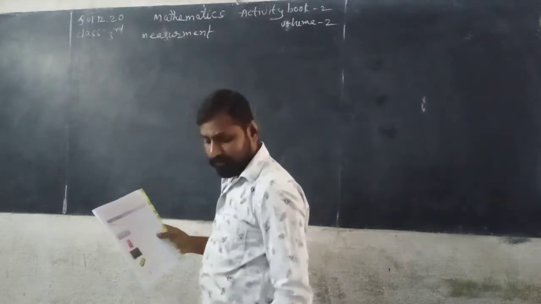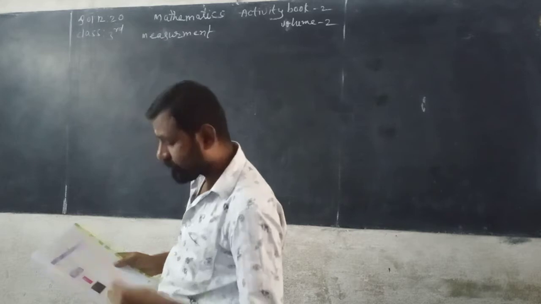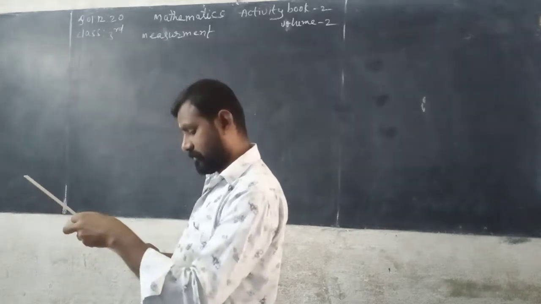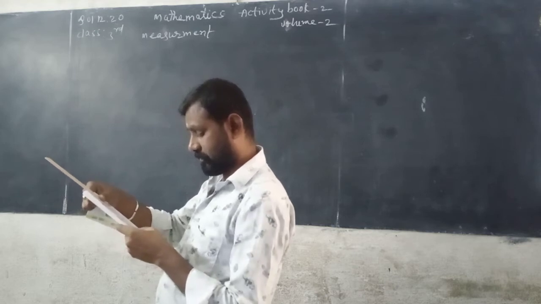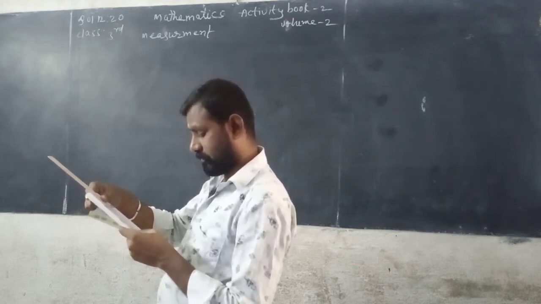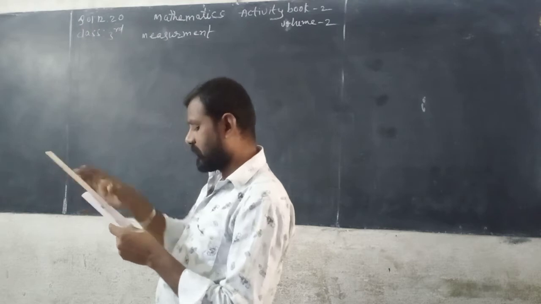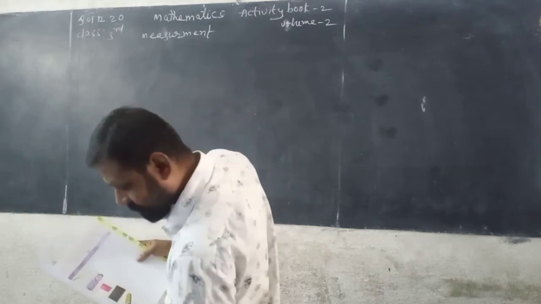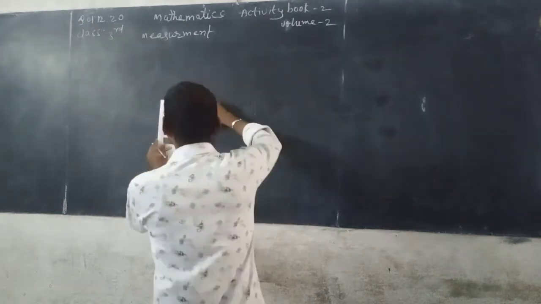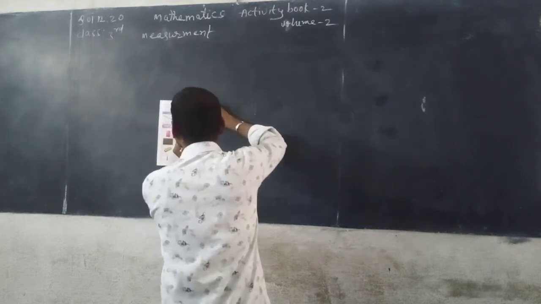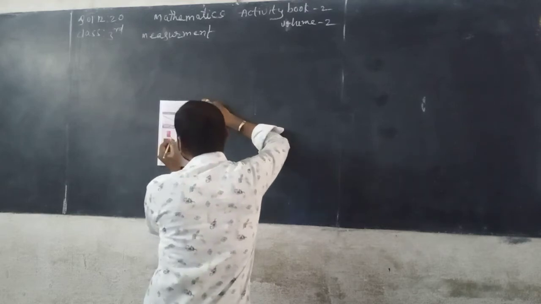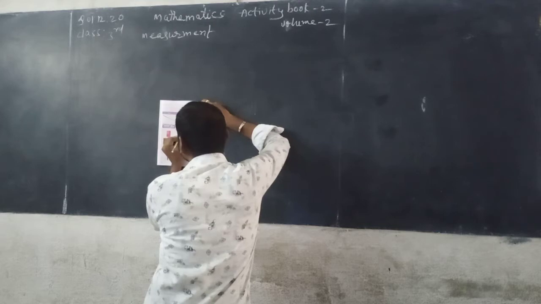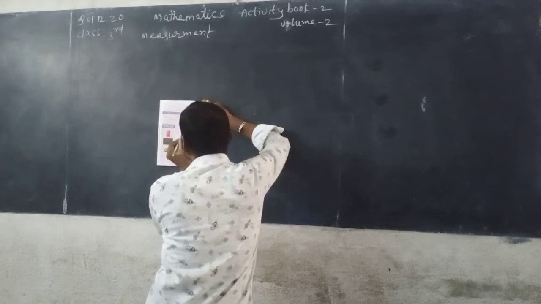Now next, book. See here, the actual length is 2.5 centimeters. So the estimated length is 0 centimeters. So what is the difference? 2.5. So you can write it.